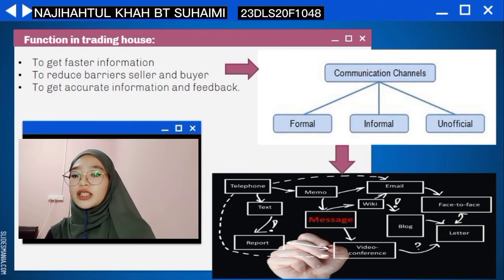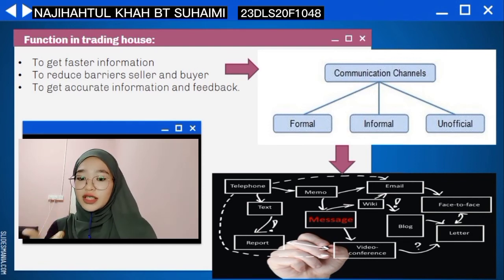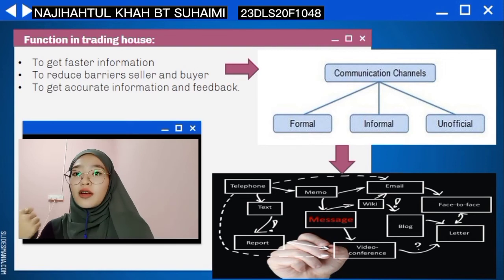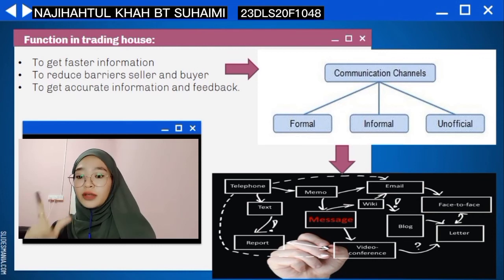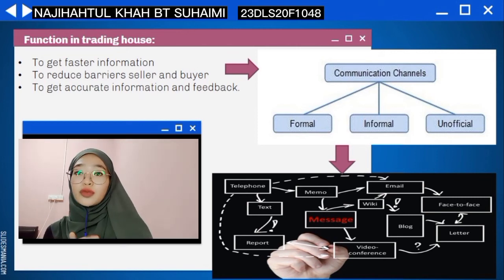And the last point is the general communication channels that are always used nowadays, which is face-to-face conversation for near distance, for dealing a business. Next is video conference, voice call, emails, chat and messaging, and all these can be used to deal the business across the country.